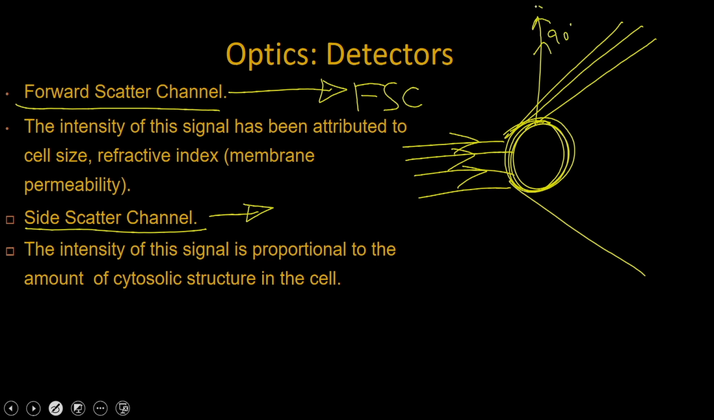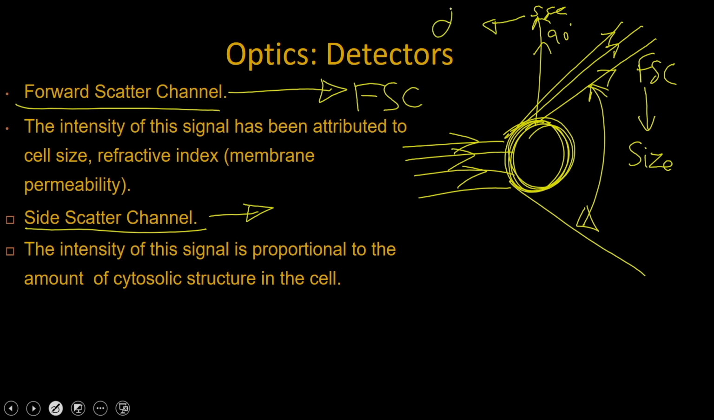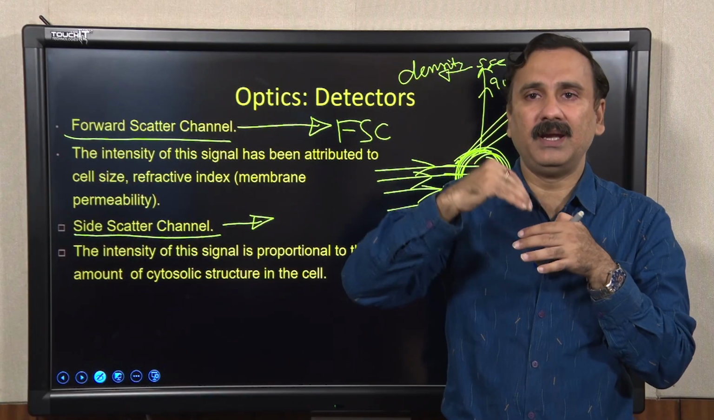This is called side scattering, or SSC, whereas this is called forward scattering. The forward scattering depends on the size of the particle. So the FSC is going to give you an idea about the size of the particle, whereas the SSC is going to give you an idea about the density of the molecule, because as the laser beam hits the material present inside the cell, it is going to be scattered at a right angle.